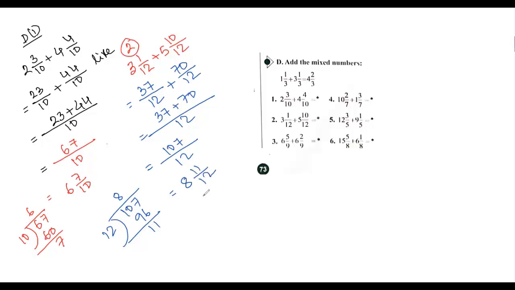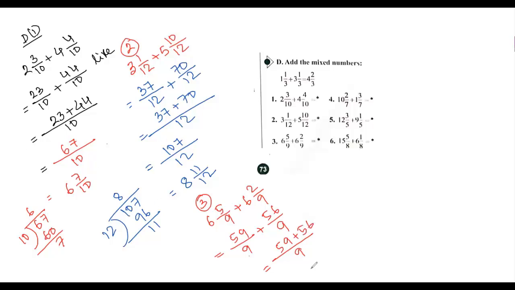Now question number 3. Question number 3 says 6 whole 5 by 9 plus 6 whole 2 by 9. Look. 9 6s are 54 plus 5, 59. That means we are converting mixed into improper. And 9 6s are 54 plus 2, 56. Look here, both fractions are like fractions because both denominators are the same. Then we will just add the numerators. So if we add 59 plus 56, then what will happen? 6 plus 9, 15. So we have 115 by 9.